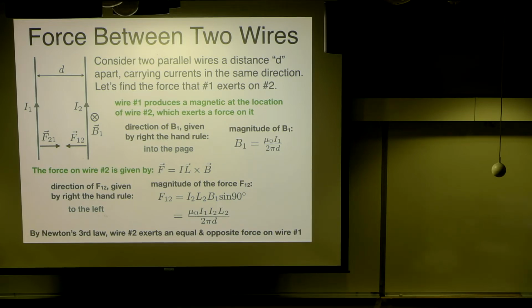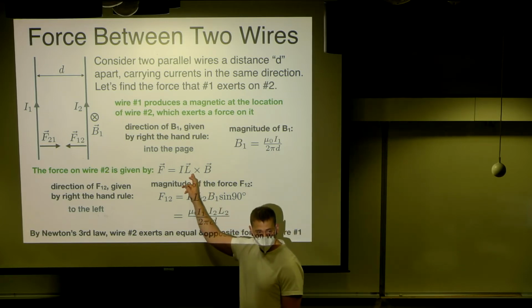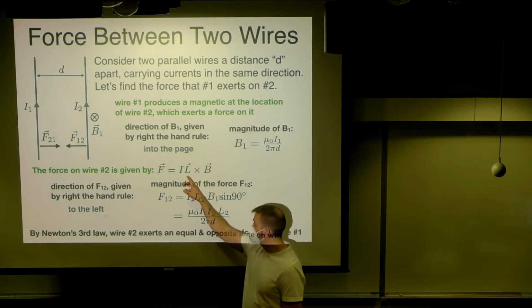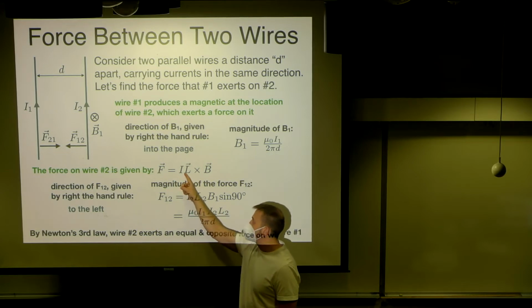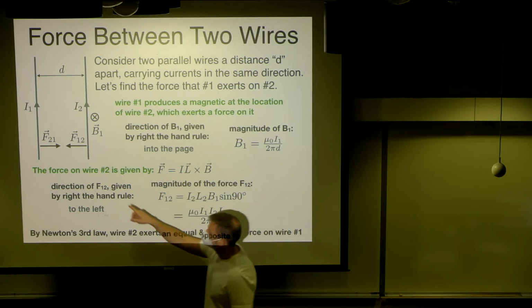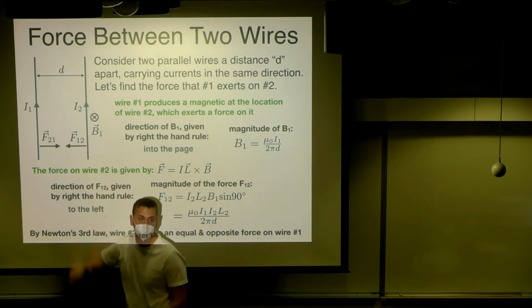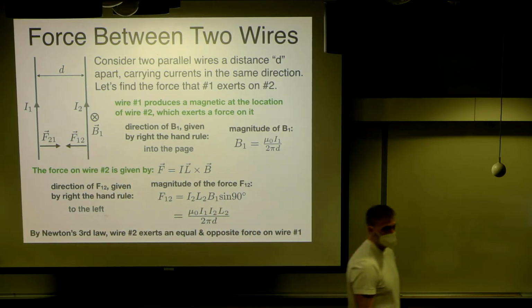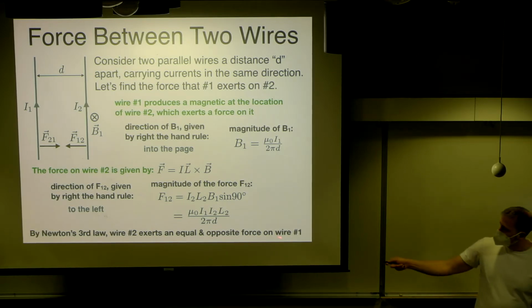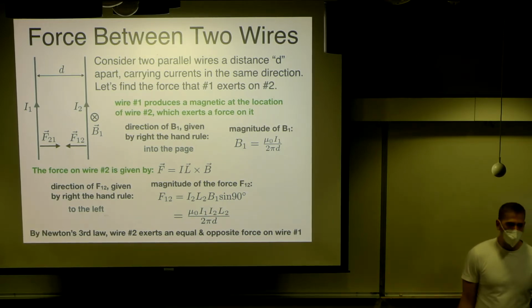Okay, Pierre? Yes, Professor, why do you use I2 for the force on wire 1 and 2? Because, remember, what this formula means in the first place is it's the force acting on a wire that has a certain current. We're trying to find the force on this wire, which has current I2 running through it. So that's why. But at the end of the day, the force depends on both currents. So there's a symmetry in it, okay?